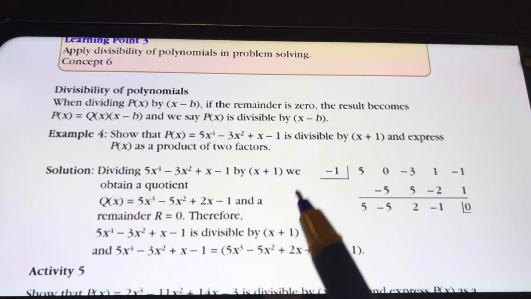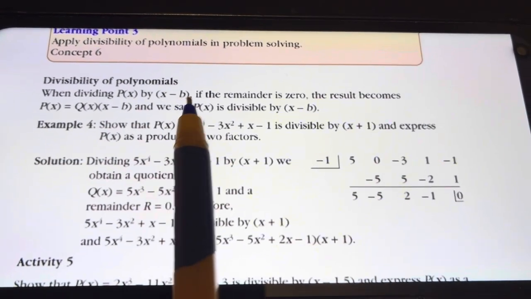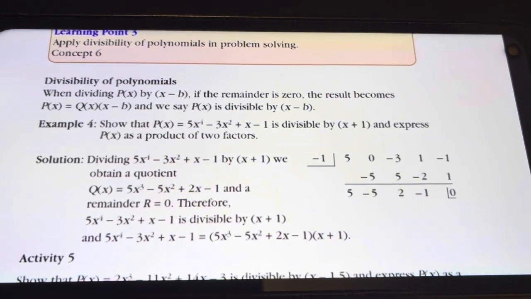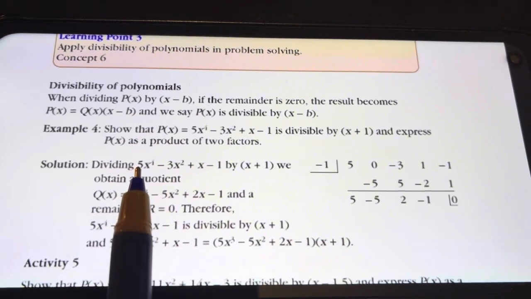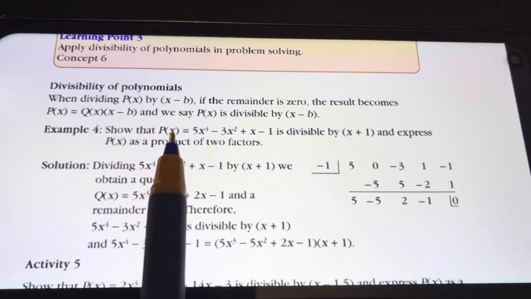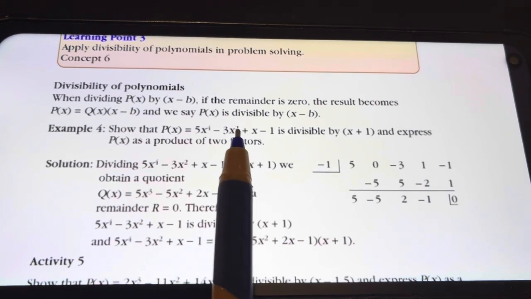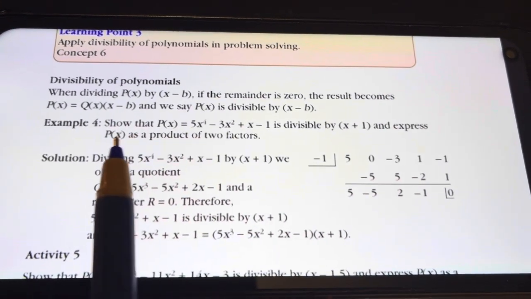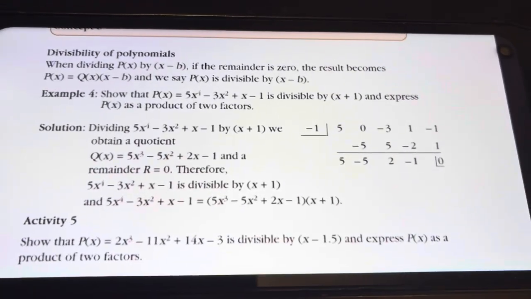Learning point 3: if you divide a polynomial by x minus b and the remainder is 0, that means x minus b is one of the factors of this polynomial. For example, you have here p of x is 5x to the power of 4 minus 3x squared plus x minus 1. He's telling you this is divisible by this and to express it as a product of two factors. So divisible means you will have a 0 remainder.